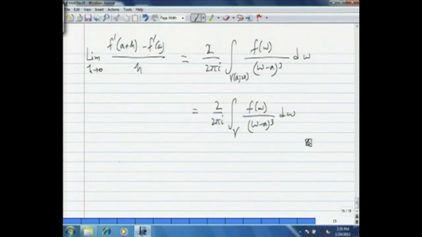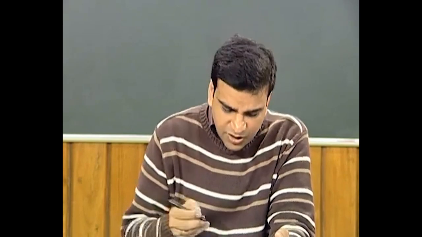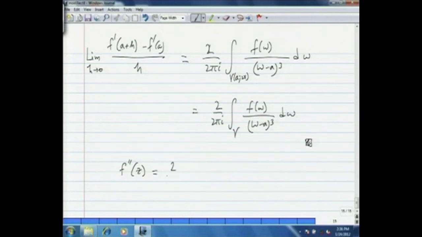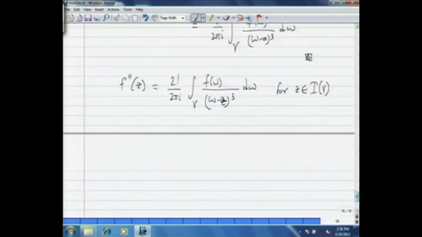So, notice that for f double prime of z, we can treat a as a variable now, solely because a was an arbitrary point in the statement of the theorem. So, f double prime of z equals 2 by 2 pi i, or 2 factorial by 2 pi i, integration over gamma of f of w by (w minus z) cubed dw, for z belonging to the interior of gamma. So, that is the proof of part 1.